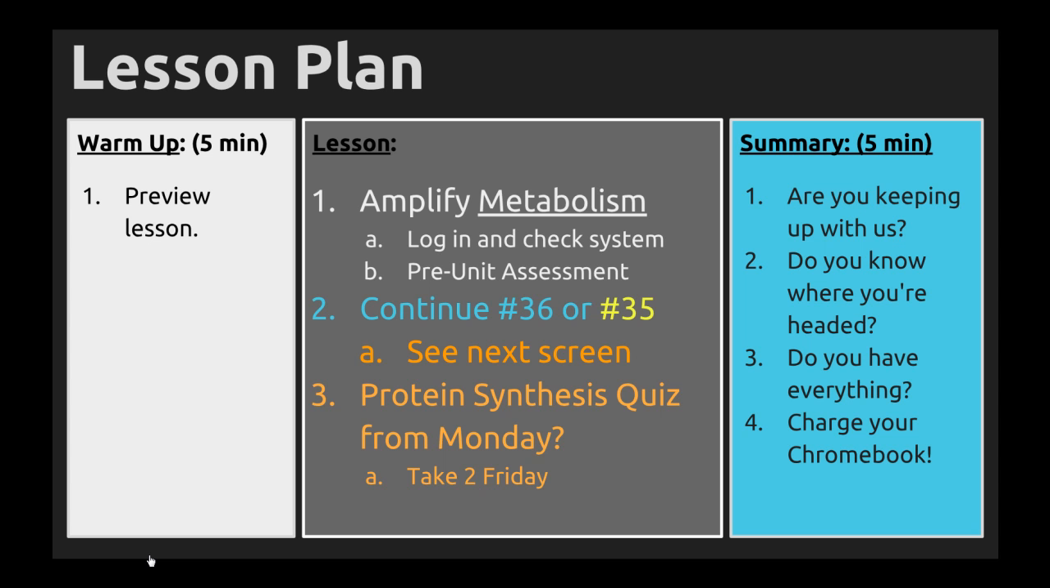I've got a note there to see the next screen because I want to show you something when it comes to the graphs. And then ask if you missed the protein synthesis quiz from Monday. They are in the grade book. There is a Take Two Friday. A number of you were absent, and we want to give you an opportunity to do that. And some of you didn't heed my warnings and scored really low, and we'll give you an alternate assessment to catch up.